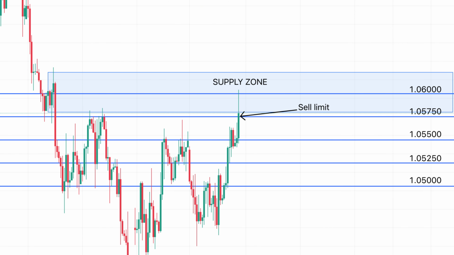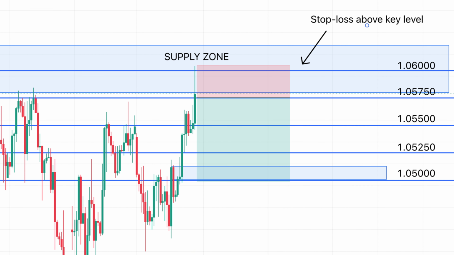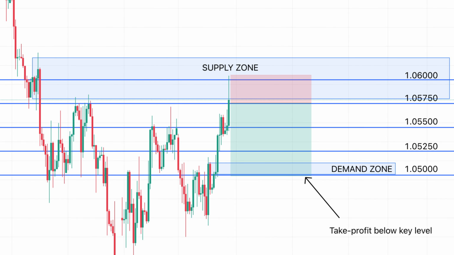1.05750 is a well-respected supply zone, you could place a sell limit at this level. Then for your stop loss, you'll use a key level to set your stop loss. For instance, over here, you'll place your stop loss just above the key level to minimize your risk. And then for your take profit, you'll use a key level with the confluence of a demand zone for your exit. And this gives you a solid risk-reward ratio.